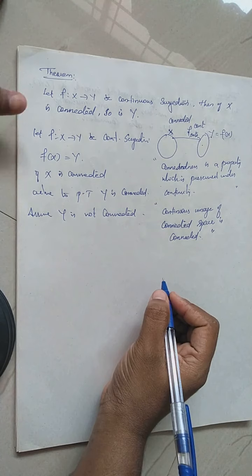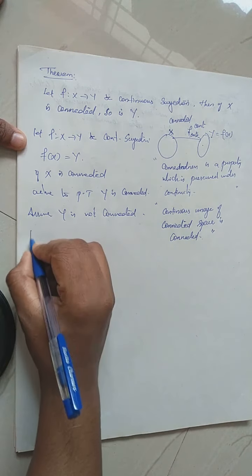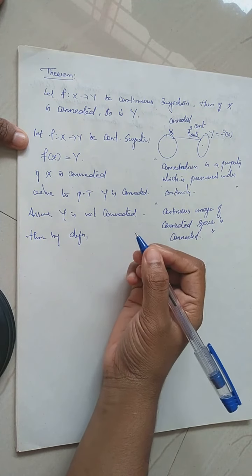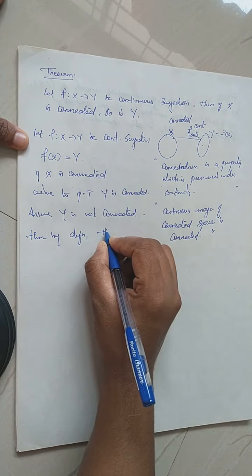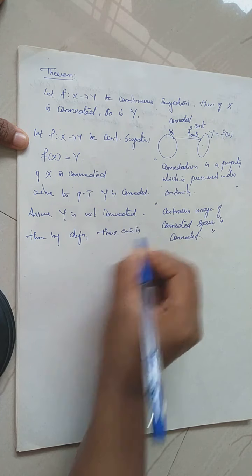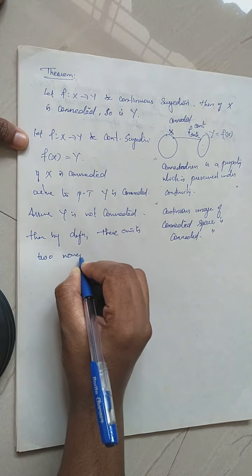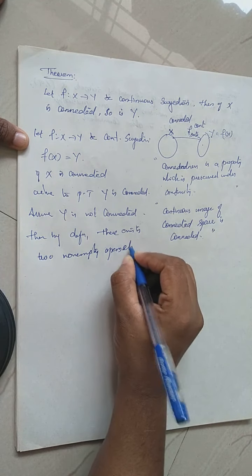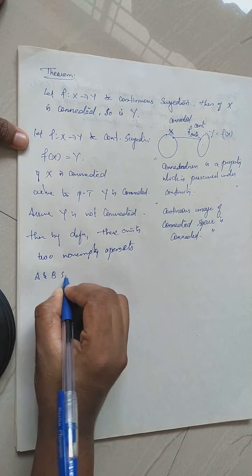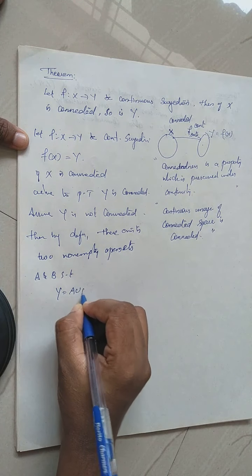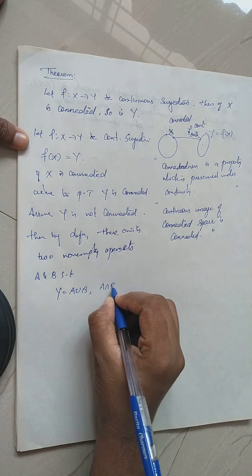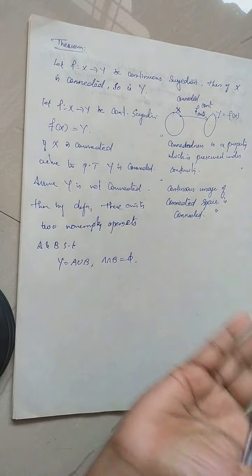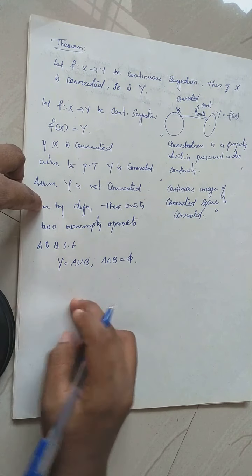If you assume Y is not connected, then by definition, there exist two non-empty open sets A and B such that Y can be written as A union B and A intersection B equal to empty. That means Y has a separation. Y can be split into two sets in such a way that they are non-empty and disjoint.